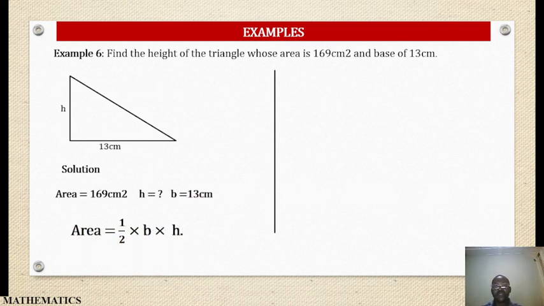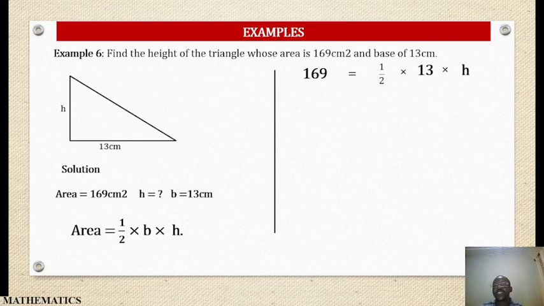So the next thing is to write out the formula, which is area equals half times base times height. And after we have written our formula, we need to start putting the values of what we have on the screen. So we have 169 for the area, that's why we write 169, which is equals to half, 1 over 2, multiplied by our base, which is given to be 13, times our height, which is unknown. So in this case now, if we want to get half of 13, it will be very difficult for us because it's going to give us the decimal answer.